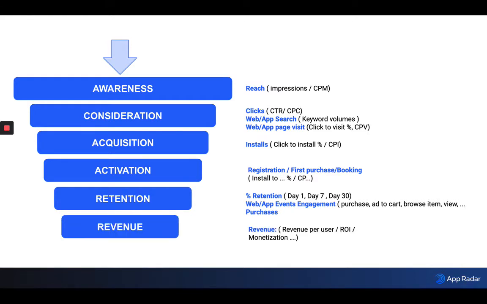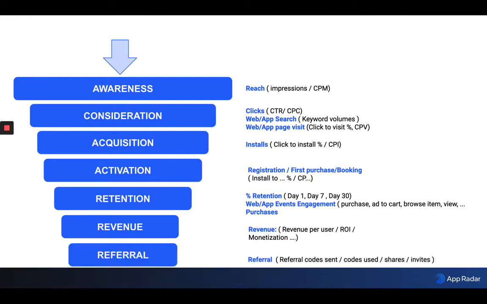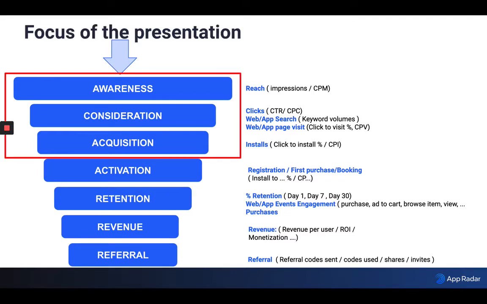The revenue part is basically everything around monetization. The better your retention is, the more likely it is that people will spend money in your app. The referral stage is if people love the app, then they will refer. You can measure it with some kind of referral codes, but of course sometimes it's just word of mouth, and that's a bit hard to measure. My focus will be mainly on building a loop around awareness, consideration, and acquisition. So basically, how you can fuel the volumes of traffic to your app.